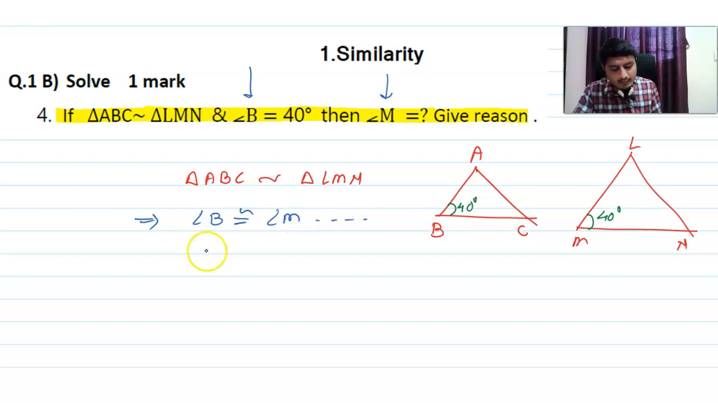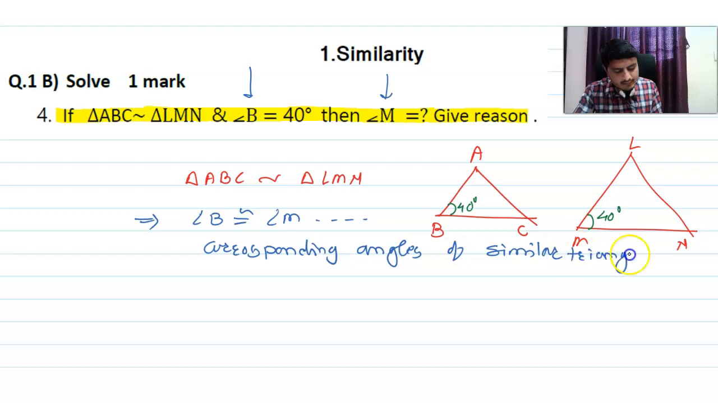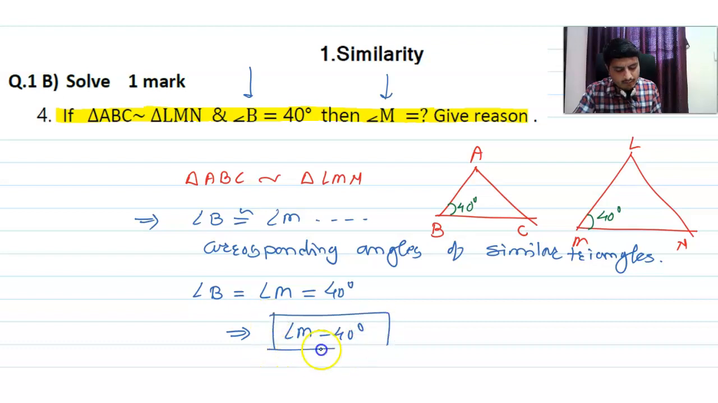Why? The reason behind it is: corresponding angles of similar triangles. Once the triangles are similar, the corresponding angles have equal measure. Angle B equals angle M, and since angle B is 40 degrees, the value of angle M is again 40 degrees. Hence the value of angle M equals 40 degrees.